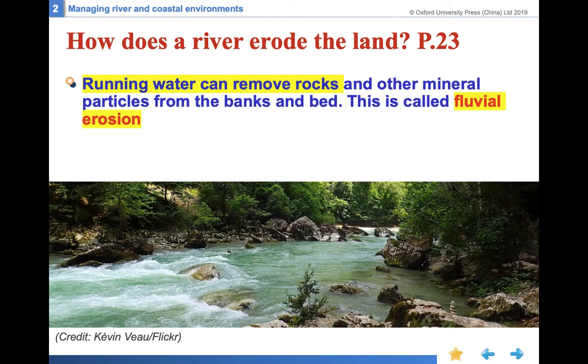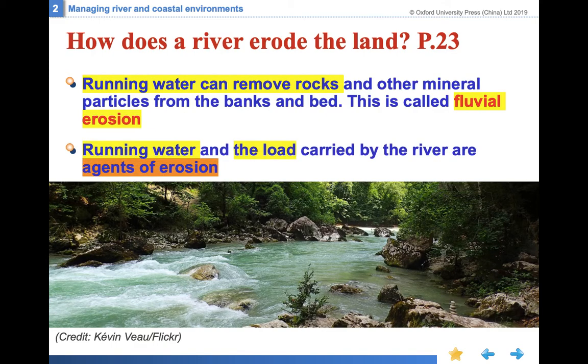Okay, so on page 23, it tells you how the river could erode the land. So how does the water erode the land? Actually, the running water is very powerful. It could remove the rocks and other mineral particles. So this is what we call fluvial erosion. Okay, 侵蝕啦，河流嘅侵蝕啦。 So the agents of the fluvial erosion are the running water and the load carried by the river.